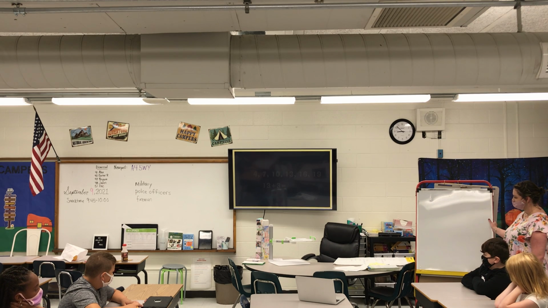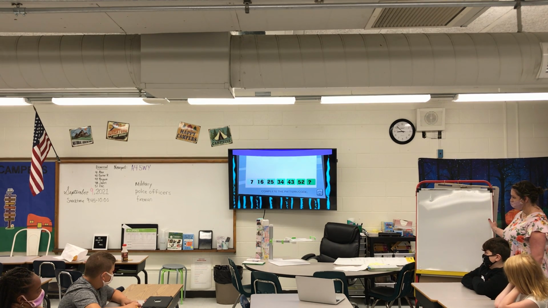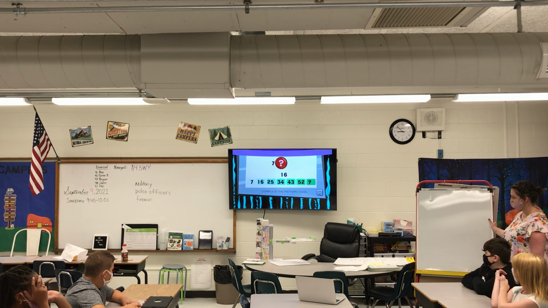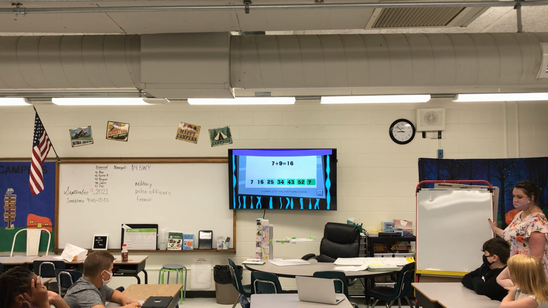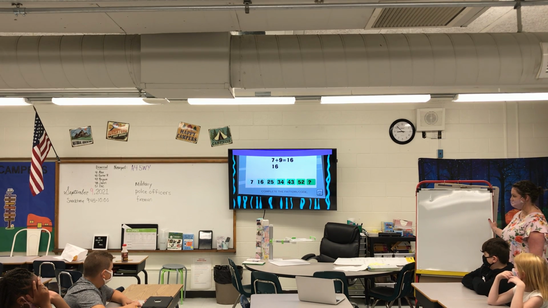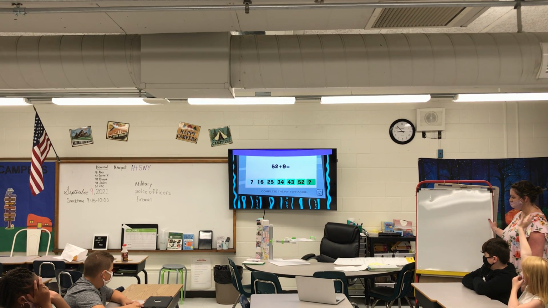Now let's come back to the code. What is the pattern rule for this number pattern? What do you do to 7 to get to 16? You need to add 9 to 7 to get to 16. Check again. 16 plus 9 is equal to 25. Yes, this is a pattern rule. Add 9 to 52. You will get 61. Oh yes, following some rescue code.